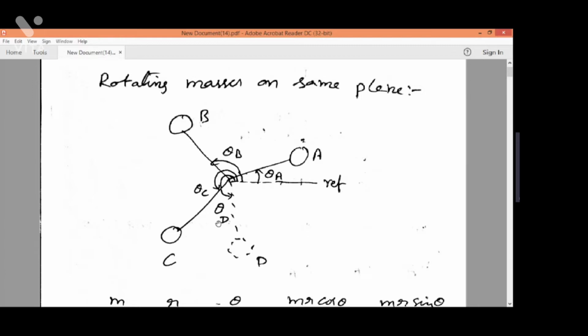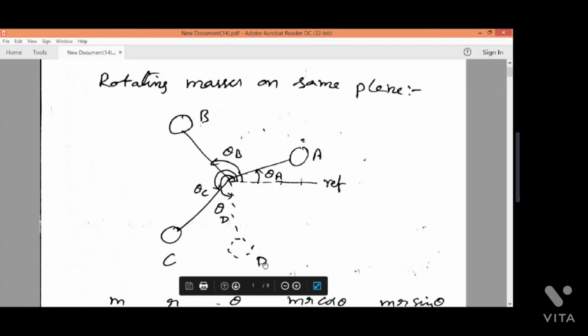Originally there are three masses in the system, A, B and C. In order to make the system balance, I have added an additional balancing mass, which is D here. So I should find out the parameters of this balancing mass. That means the angle made by the balancing mass, the mass of this balancing mass, or the radius of rotation.